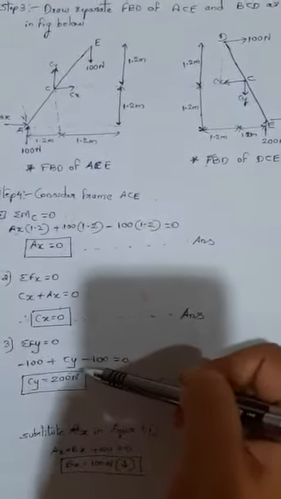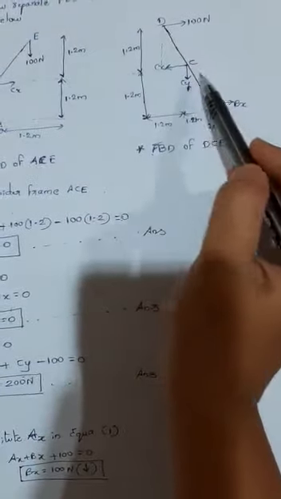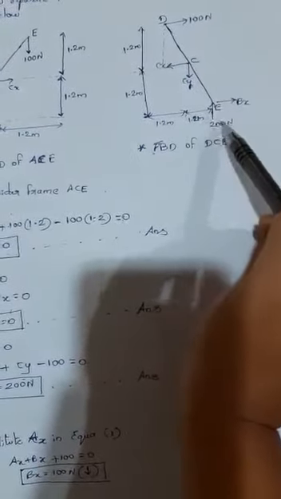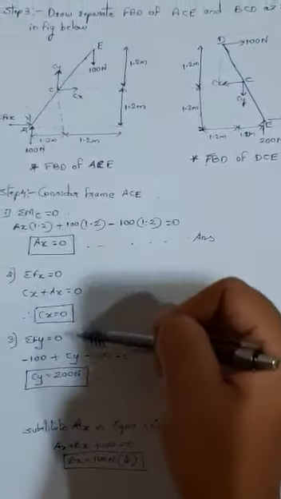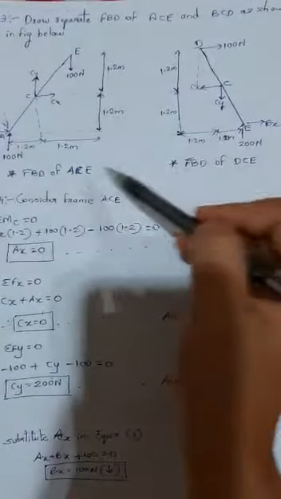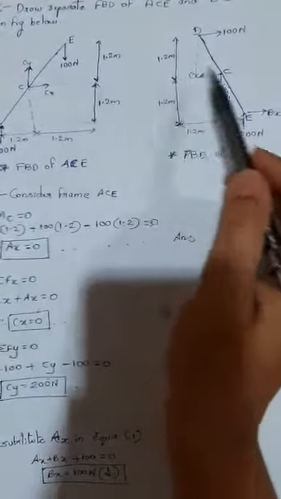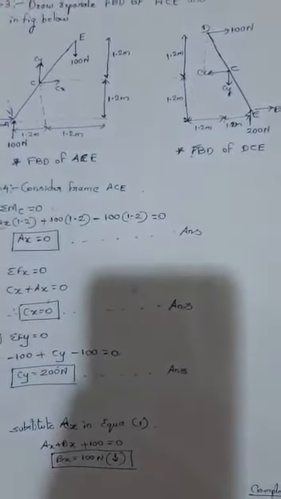If any values are remaining, further what you can do here is again consider the DCE frame, and on that frame again apply all these 3 steps. So you have to repeat this same procedure on this frame until you get all the values of the support reactions. So hence the numerical is completed.